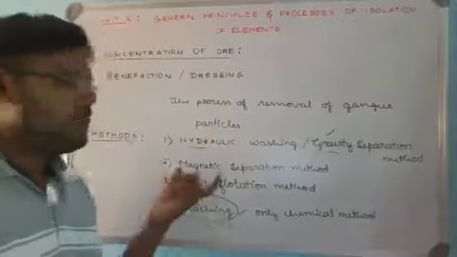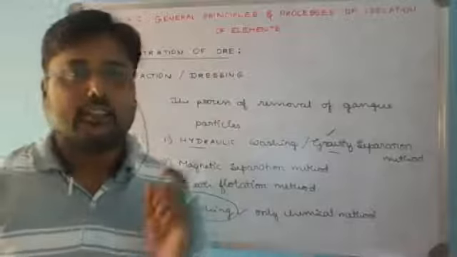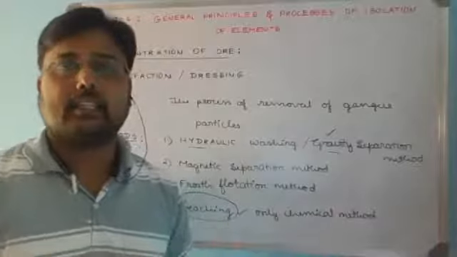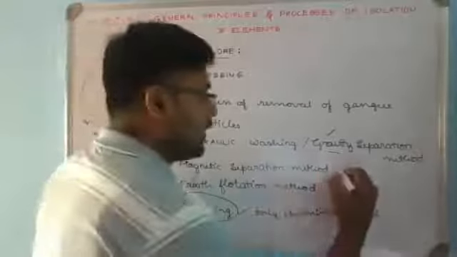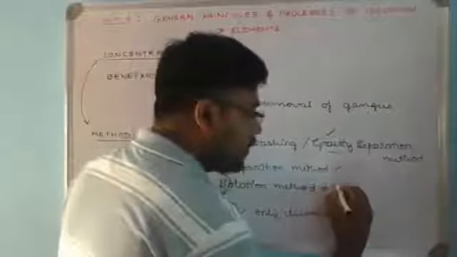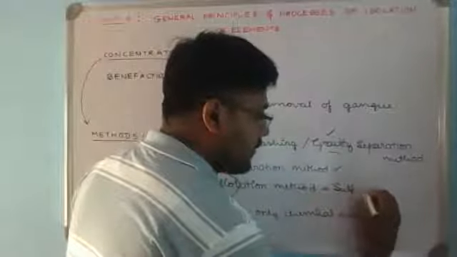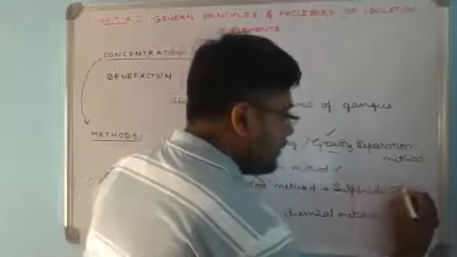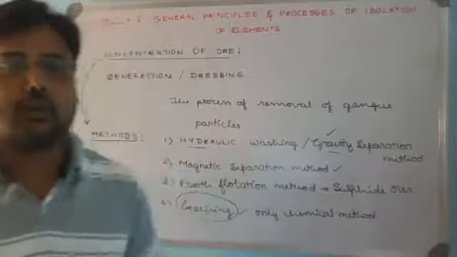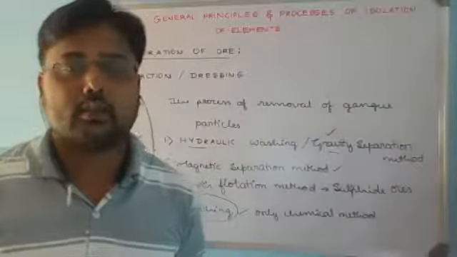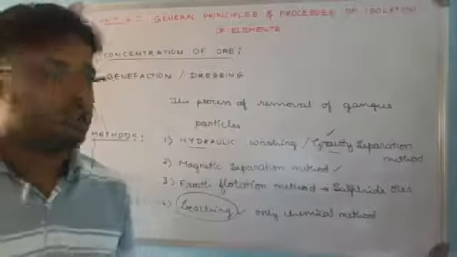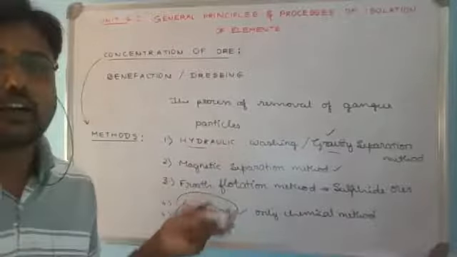The second one, the magnetic separation method, where either the ore or the gangue particles, if any one is a magnetic substance, then the method can be chosen for concentrating the ore. Then the froth flotation method, which is used for separation of sulfide ores. Concentration of sulfide ores and separation of a mixture of sulfide ores can be done by using the froth flotation method. Again, we'll learn all these methods in detail now. Especially froth flotation and leaching are important.